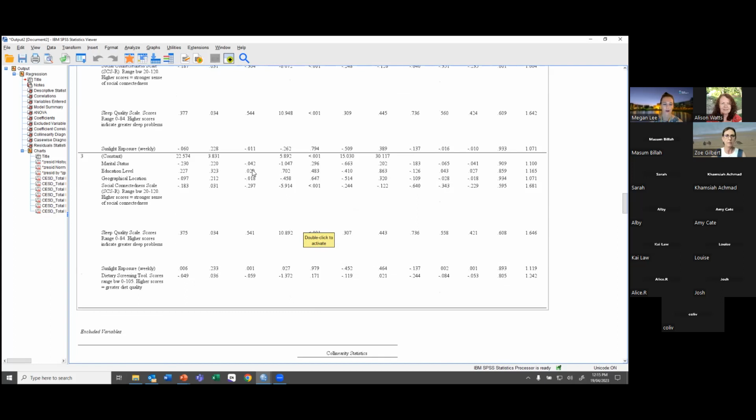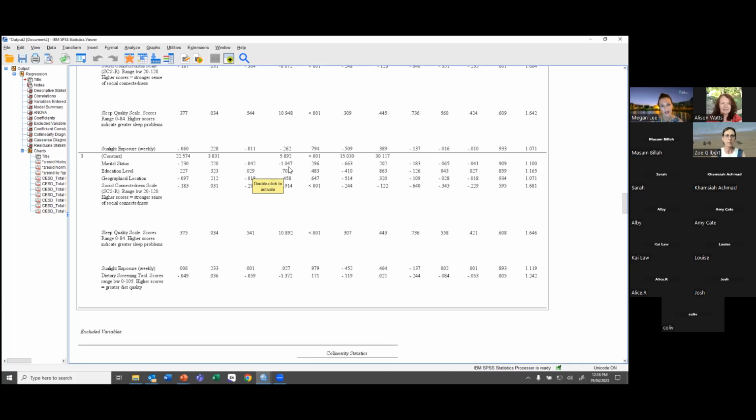So marital status. As marital status goes up by one standard deviation, depressive symptoms go down, because it's a negative symbol, by 0.04 standard deviations. So not really a lot. And that was reflected in the R squared at the top, where we only had 7% of variance with our demographics. Completely normal, demographics shouldn't really impact depression that much. But interesting, as education goes up, depressive symptoms go up. And geographical location as well.